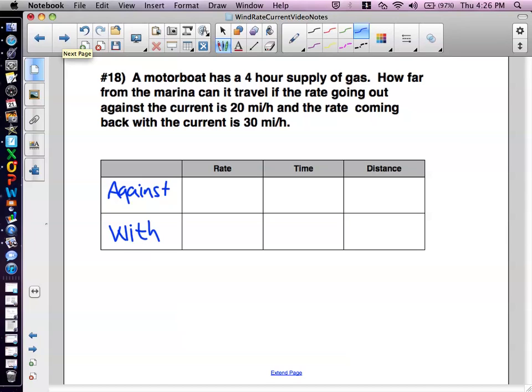My rate against, actually I'm given that, so my rate against the current is 20, and then my rate with the current is 30. Time is the different column here. I have a 4-hour supply of gas. So if I use T hours going one way, then I have 4 minus T. That's the amount of time that I have left. So then my distance column would look like this.